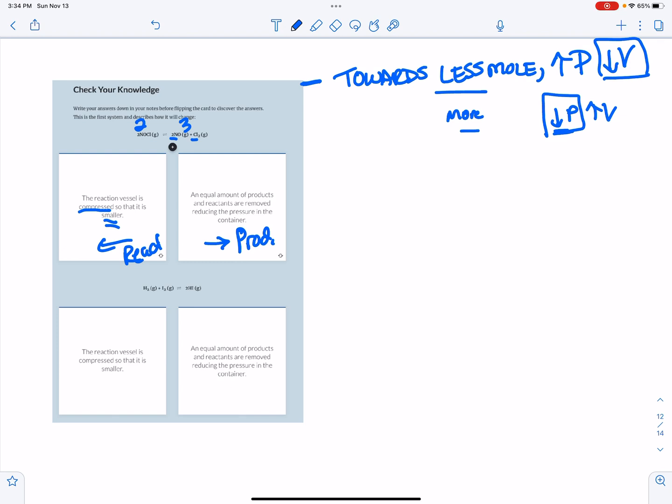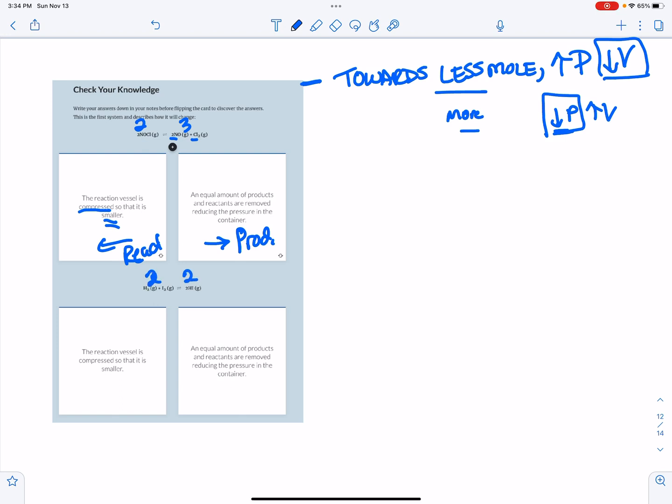And when you remove some moles, like if you imagine a container with little spheres all around in them, if you remove some of them, then they've all got more space to bump around in because they're not bumping into each other as much. And then now we have a different reaction. This is 2 to 2.